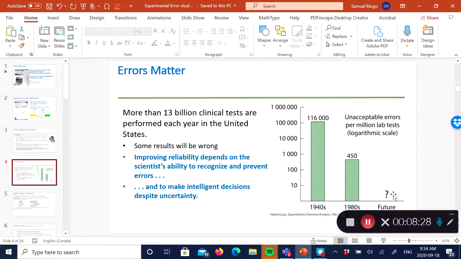And we expect, of course, in the future, as an analytical chemist, we are training you so that in the future, the number of errors can actually reduce. So improving reliability of data depends on the scientist's ability to recognize and prevent errors, and that's the purpose of this lecture, and also to make intelligent decisions in cases where chemical analytical methods have certain levels of uncertainty.